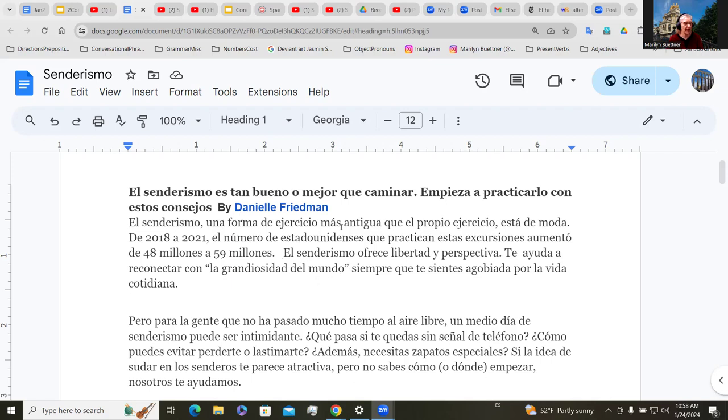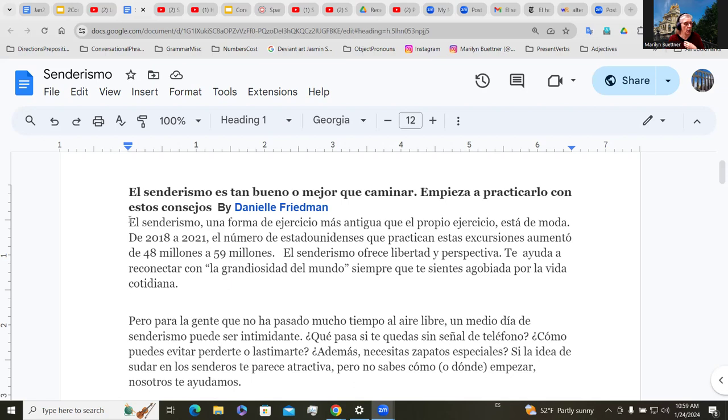¿Sí? Senderismo, el senderismo es tan bueno o mejor que caminar. Empieza a practicarlo con estos consejos. Hiking is as good or better than walking. Start to practice it with this advice. See, consejos is advice. Bien, a lot of this is written in the form of giving a present. There's some past tense. There's a lot of mixing of tenses in here, so it's good.